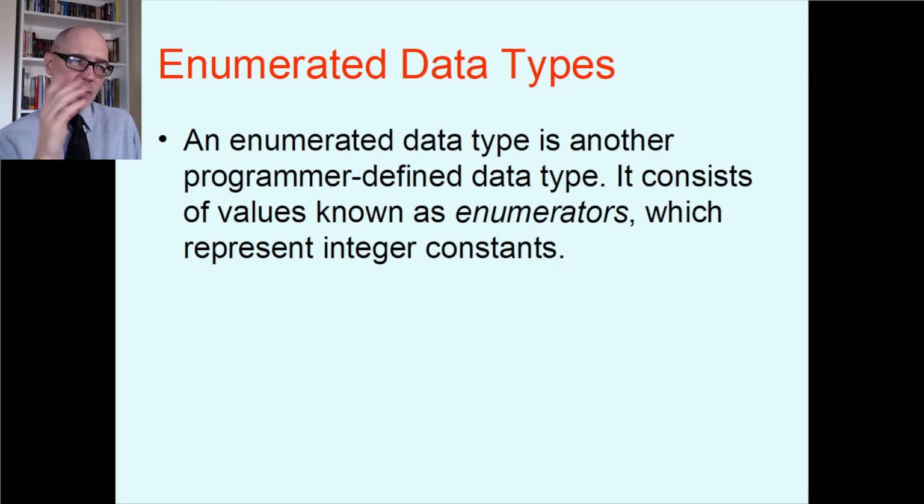So on that larger story, not talking about structures right now, but on that larger story of making new data types, here's another fairly common way that C++ programmers make new data types. These are called enumerated data types, or enums for short. So an enumerated data type is another programmer-defined data type. Again, you're making new types. But this consists of specific discrete values called enumerators, which basically represent integer constants.